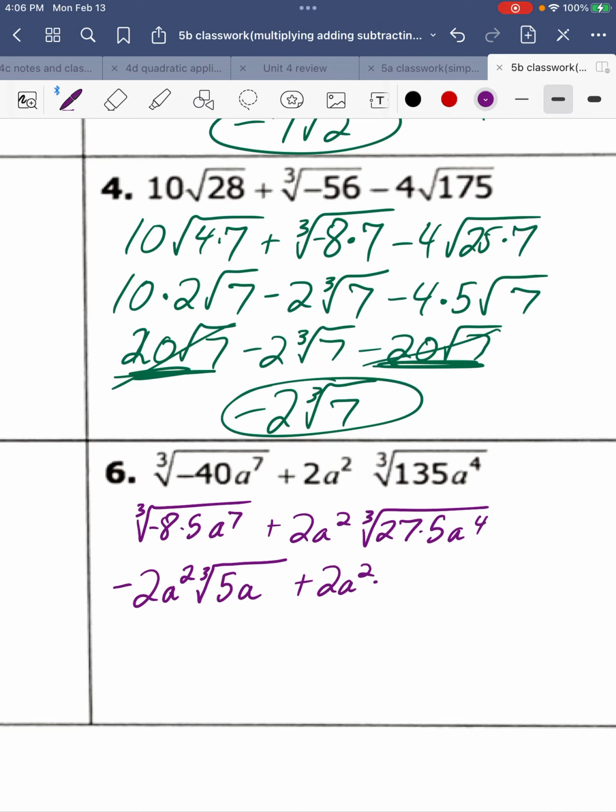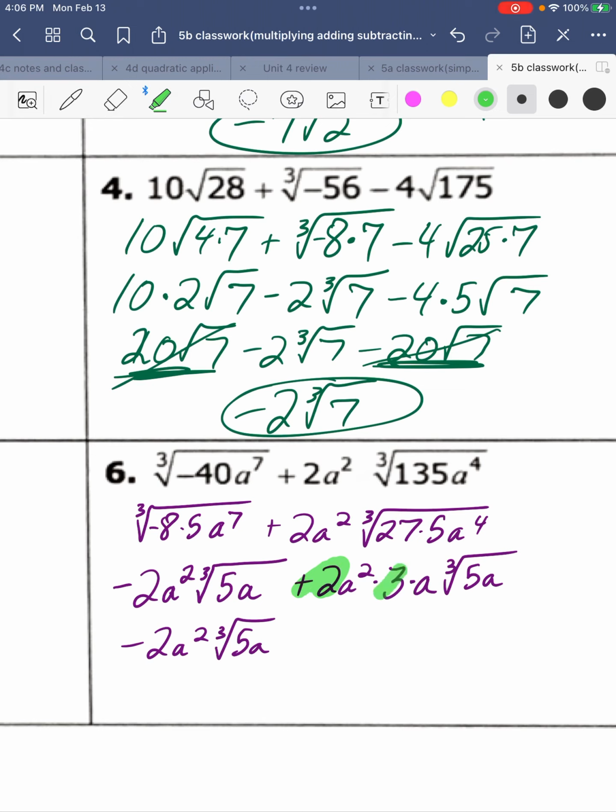And then plus 2a squared times cube root of 27, which is 3. Cube root of a to the fourth: you can only take one group, so a. Cube root of 5a left over. I'm just going to clean this up on the outside. Looking at my first term here, I cannot simplify anything, so I'm just going to rewrite it. Second term, I can simplify some things. I have a 2 times 3, that's 6. And we have an a squared times a, and that is a to the third. That's a cube root of 5a.